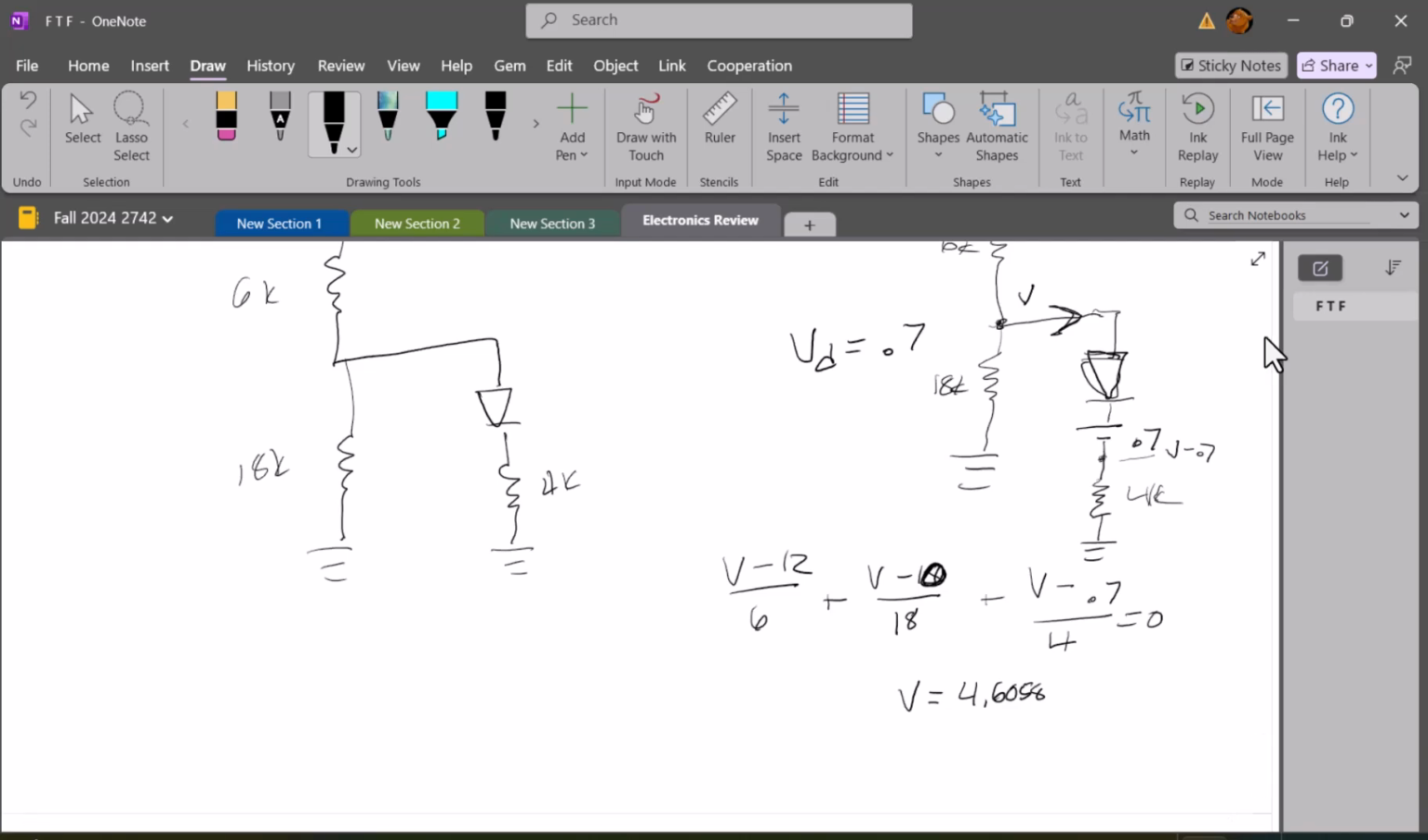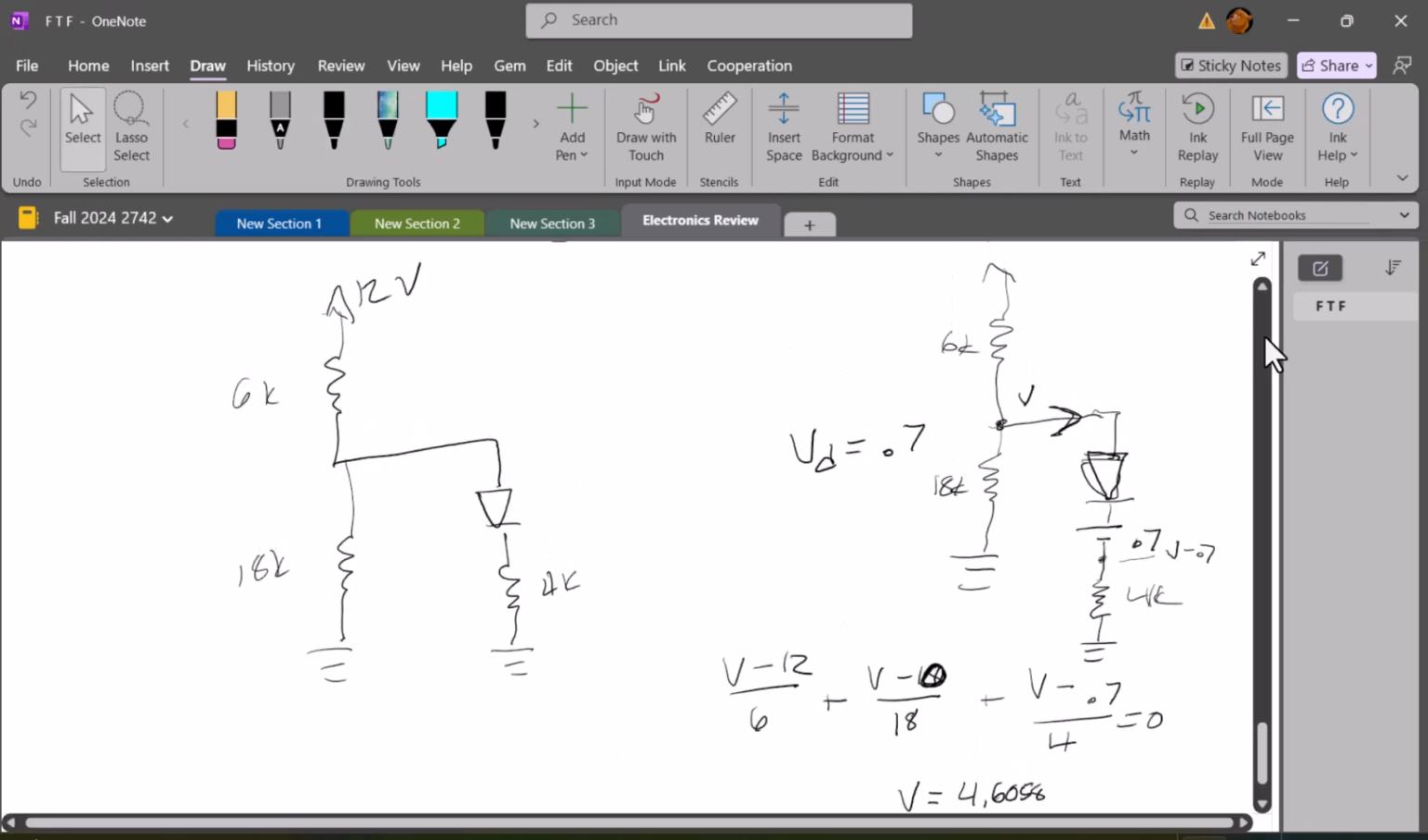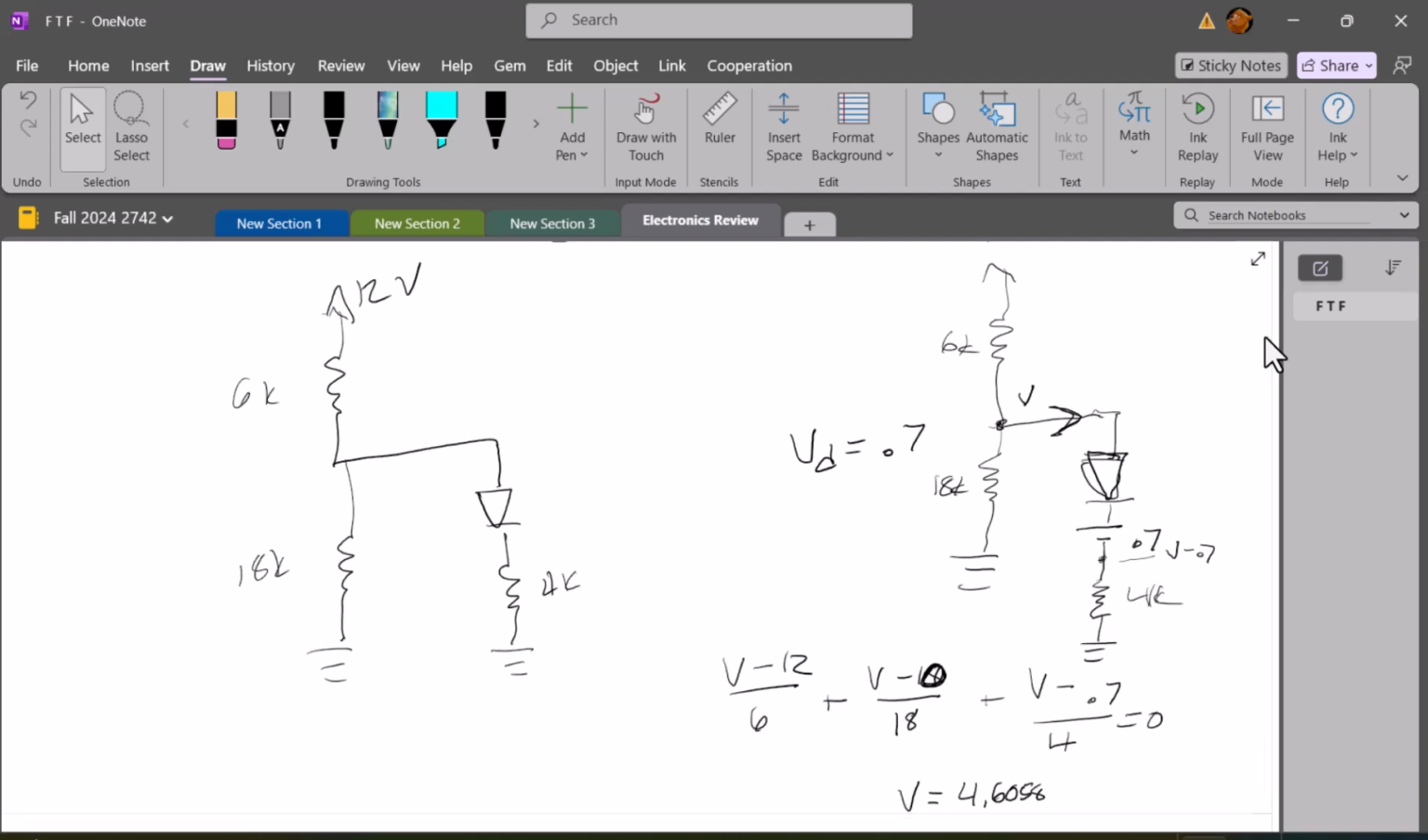Does that V minus 12 over 6 say that the current's flowing back towards the voltage source, the 12 volt? It is, but it's not saying it really is.